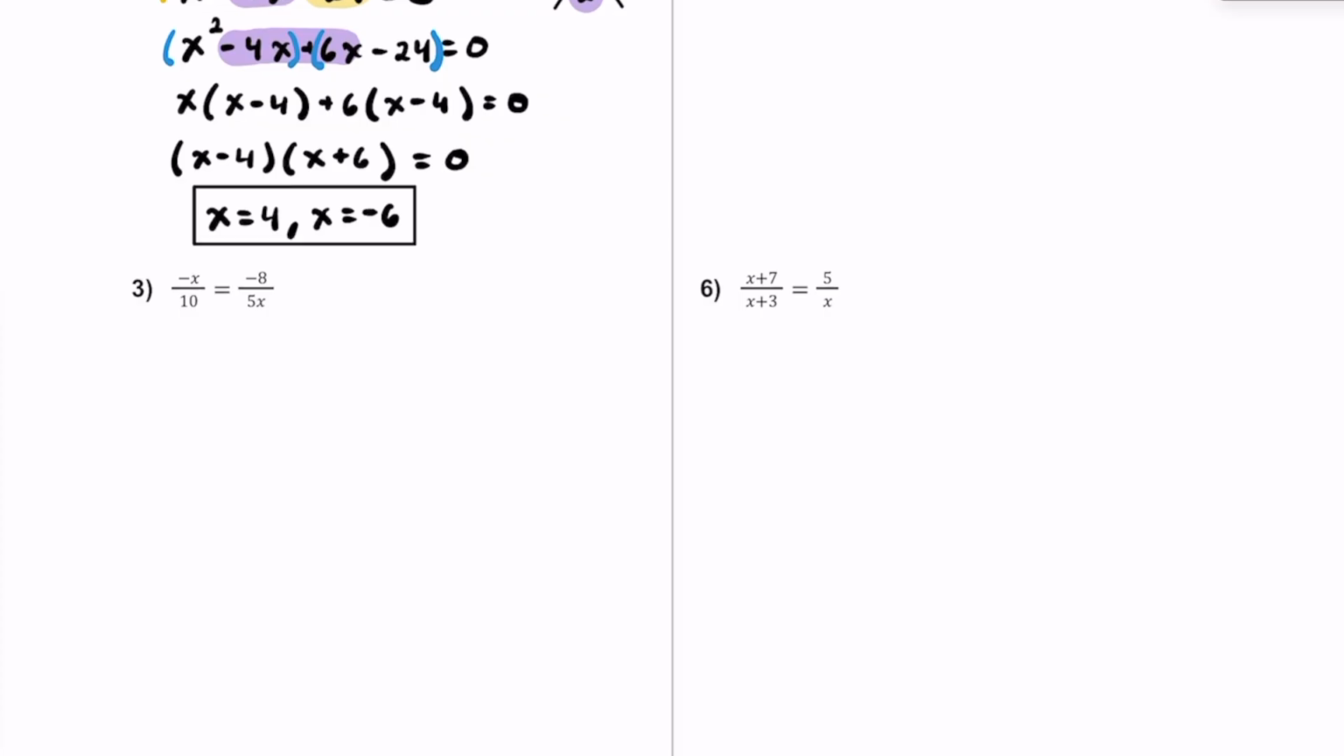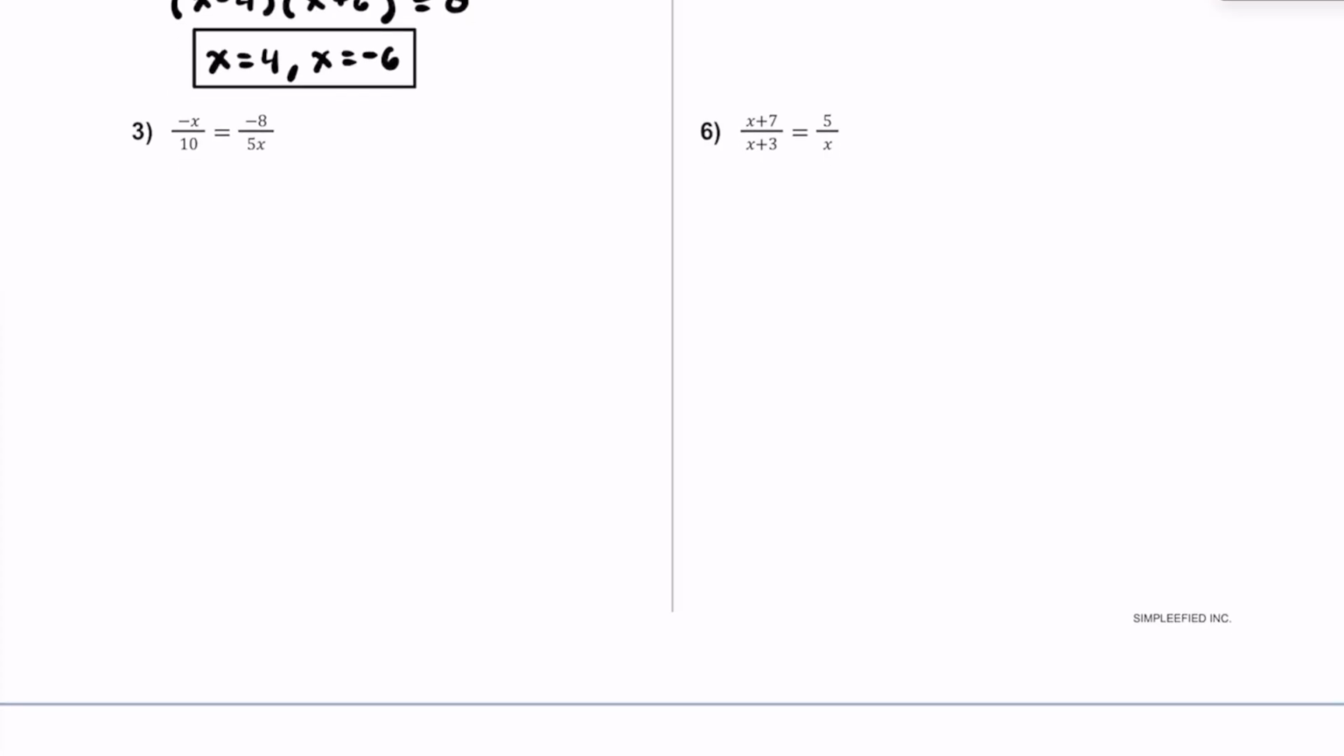All right, let's try a third example here. Let's jump right into cross products again. Notice how there aren't any adding or subtracting parts of this. So this is going to be a little bit easier, I think.